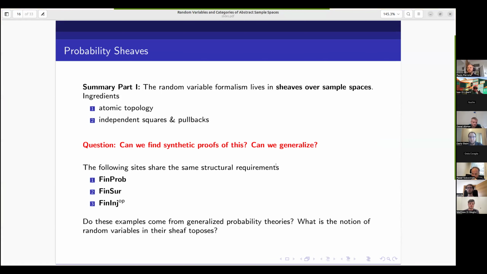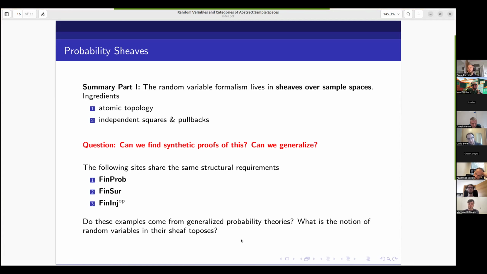And now we ask 2 questions. So first, can we replicate this whole story synthetically? How much of measure theory, how much of Borel probability do we need to prove all these things? Or can we find an abstract categorical proof? And if so, can we generalize this?